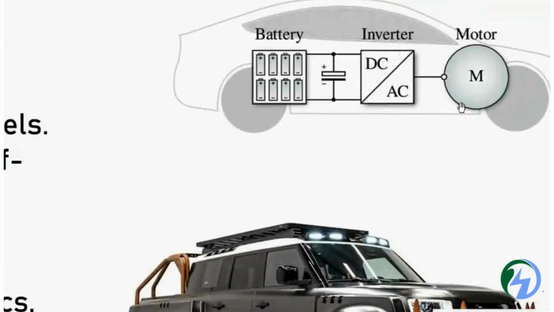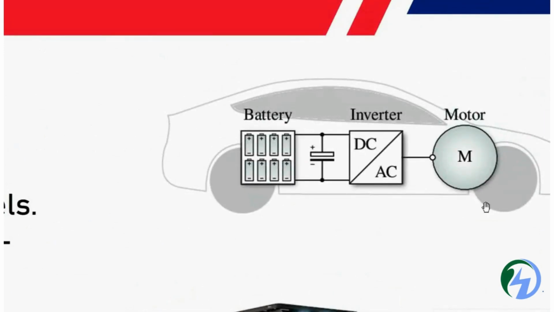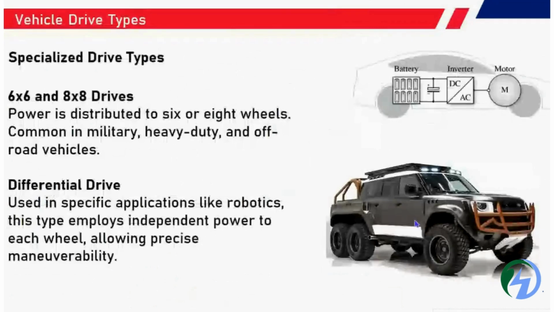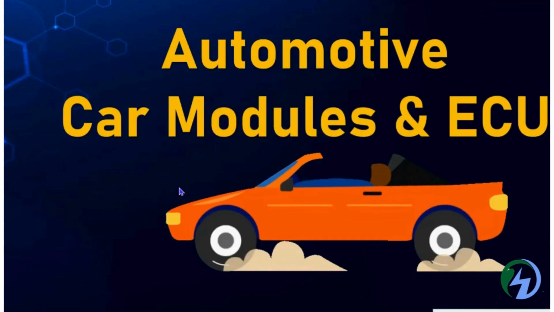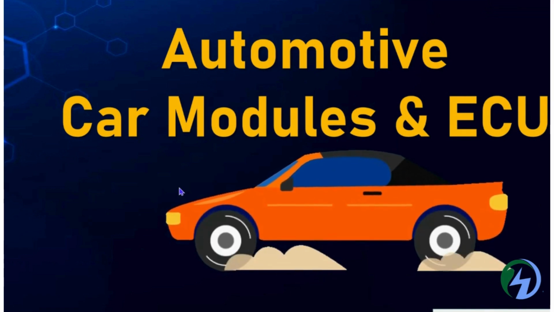And what are the major requirements? For each and every motor, it requires an inverter and a battery. From the battery, the power is supplied to the motor. That is how 6x6 or 8x6 drives would require sufficient energy or power to be delivered to the motors in different conditions. And next, how the automotive car models and ECUs are configured in cars.